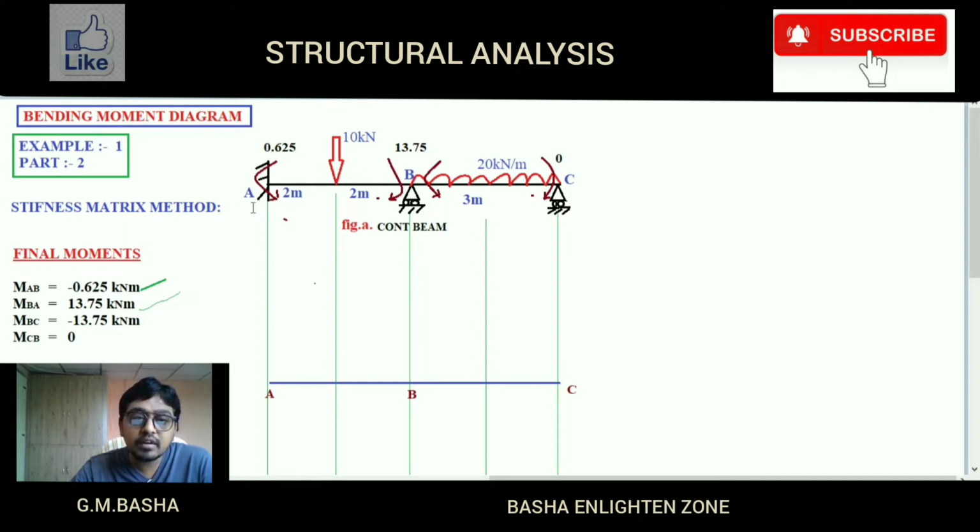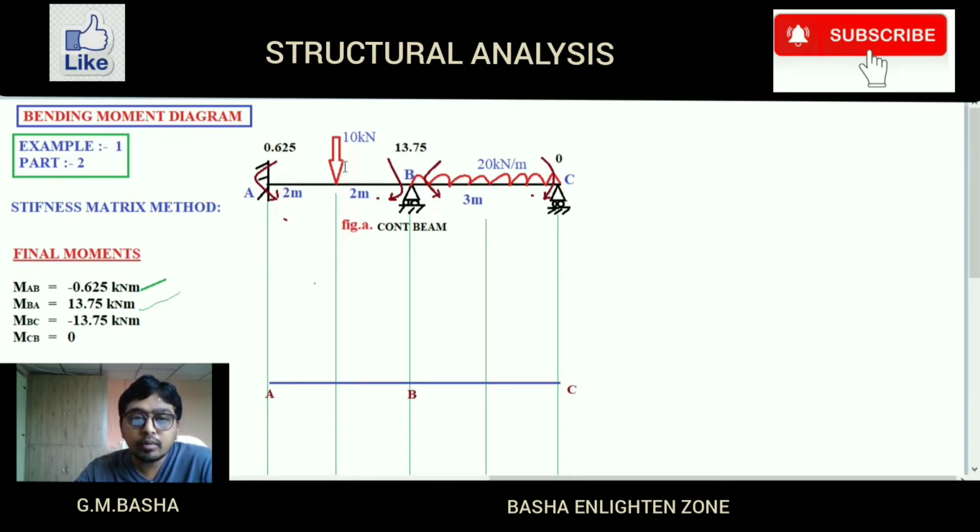The fixed BMD can be drawn by obtaining the final moments. So whatever final moments are obtained by using the stiffness matrix method, you can draw the fixed bending moment diagram based on those values. Whatever the given loads are, you can draw the free bending moment diagram based on that. Okay. So I will show here.